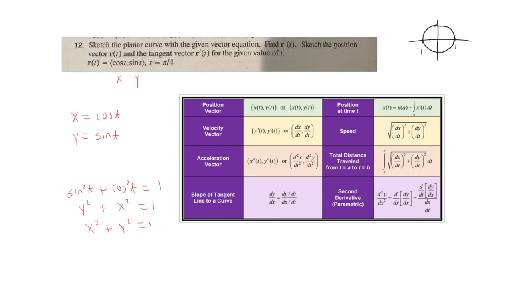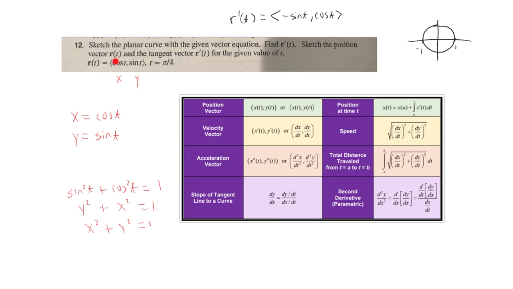So that's cool. Then they say find r prime of t. That should be easy enough. That's just to take the derivative of both of these components. So I'll do that up here. r prime of t is going to equal negative sine of t, cosine of t. And so we satisfied that part.